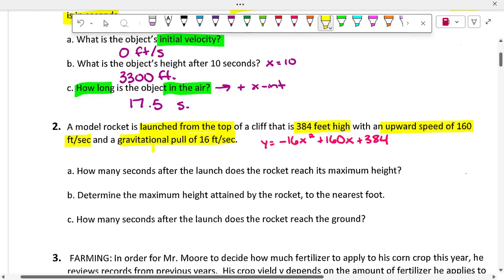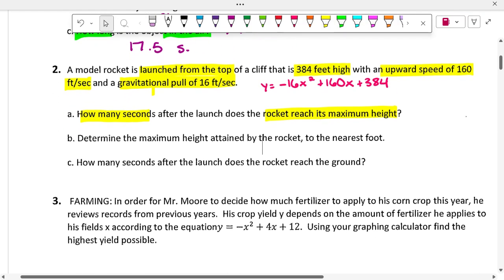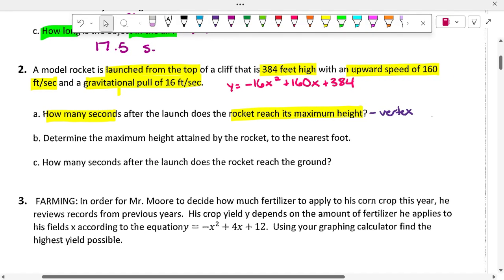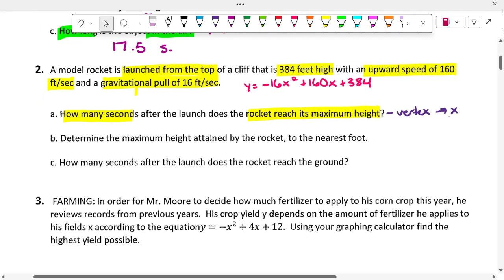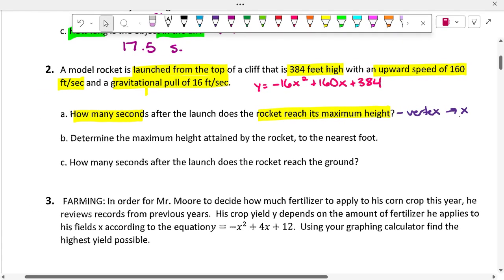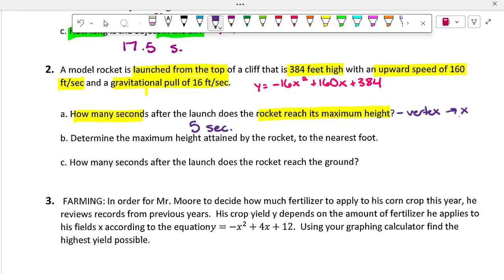So now it asks, after how many seconds after the launch does the rocket reach its maximum height? First off, maximum height. What key feature gives us that? The vertex. Now, since it's asking for how long it takes to get there, what value of the vertex are we using? The x value. So what'd you guys get? 5 seconds.